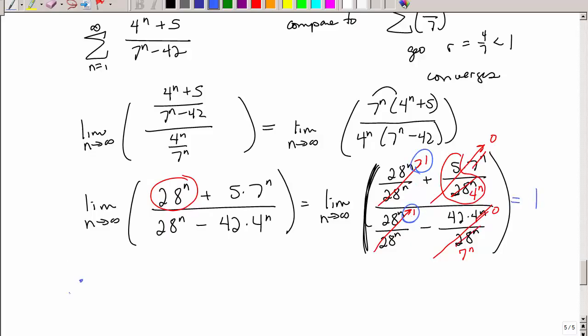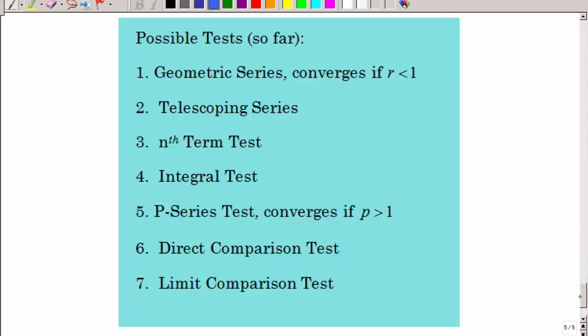So now, because I have a finite positive limit, I know the series agrees with my chosen one, and I use the limit comparison test. So now we've added 2 more tests, a little bit harder, and we're not done yet.